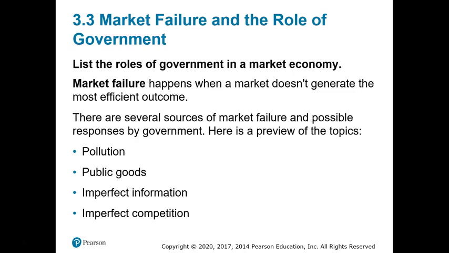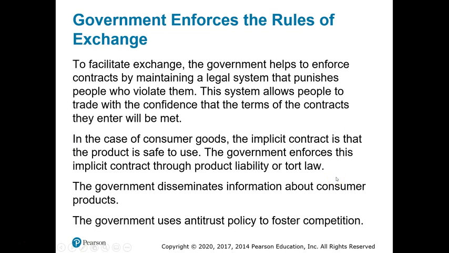Government also prevents imperfect information from being produced to the public. If your product is not safe, you can't report that it is. With imperfect competition, they prevent monopolies and they prevent mergers in case there ends up being basically no competition. It prevents price hikes. So those are just some examples.